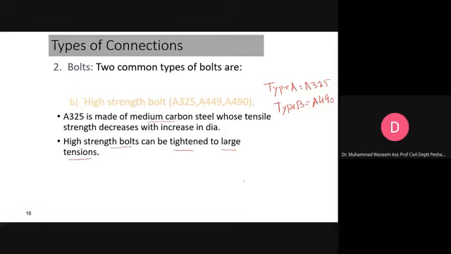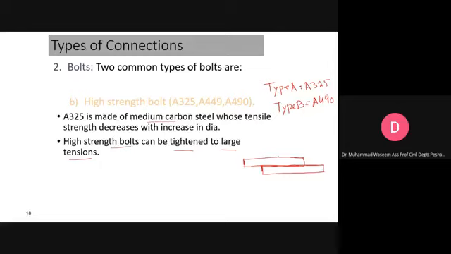What is meant by this statement? Let me draw the same joint again. This one. What is the name of this joint? इसका क्या नाम है इस joint का? Lap joint, sir. Yes, thank you very much.